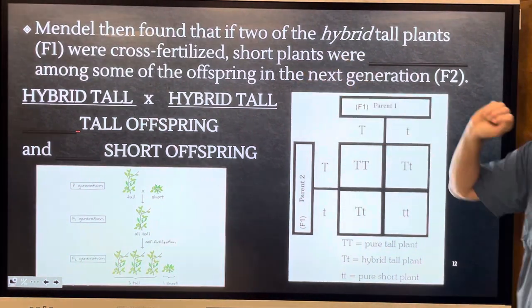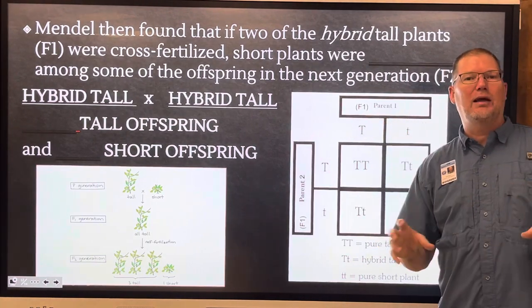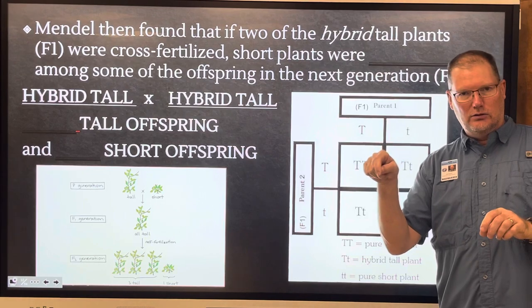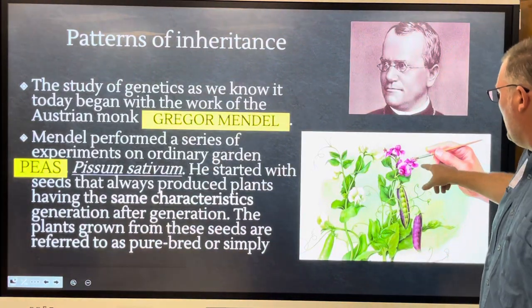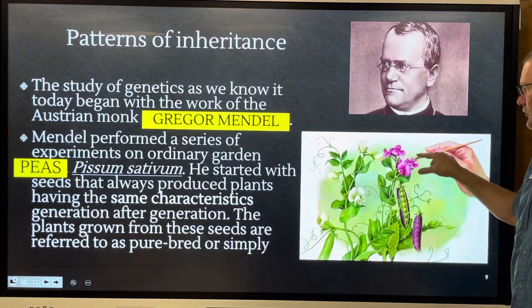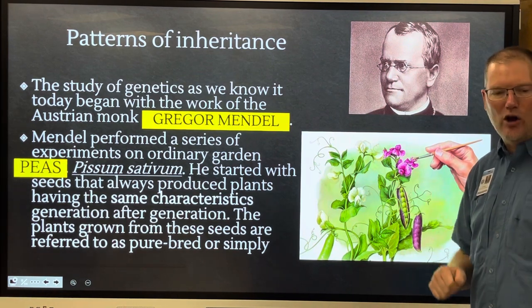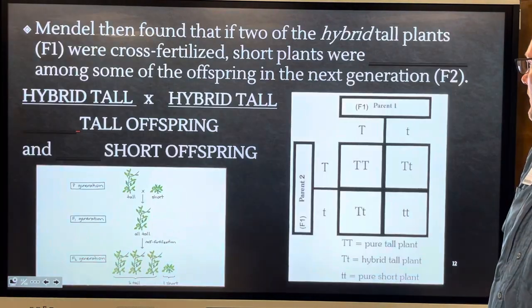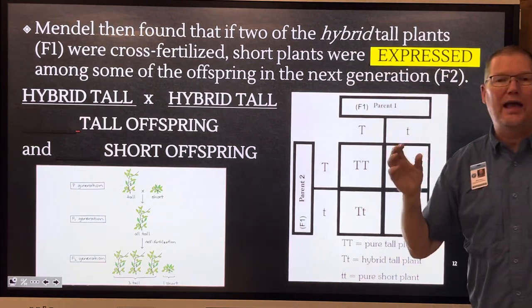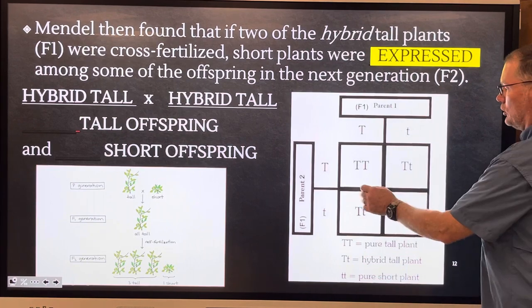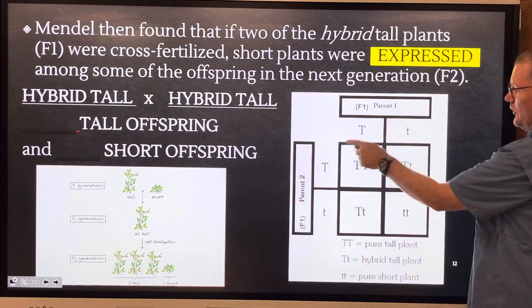So Mendel then found that if two hybrids, so now he took not pure breeds, but two hybrids, and mated them together, took the pollen, and so that's what he was doing in this picture here. He was using a paintbrush to take the pollen from one flower and fertilize the flower of another. And that's what he did. That's how he crossed them. Okay? If they were cross-fertilized, the short plants became able to be expressed. Because if you took, and you're going to fill this in on your paper, okay? Fill all this in.